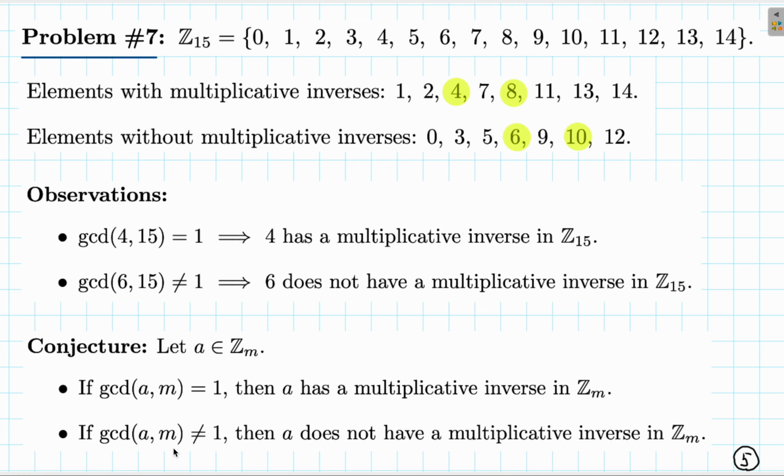Now, this is a powerful conjecture because, as I said, it's much easier to determine whether, say 8 and 15 are relatively prime than try to figure out a multiplicative inverse for each of these elements in Z15. So we can determine whether an element has a multiplicative inverse in Zm in a much less computational way. Now, the proof of this conjecture is in the chapter 4 reading, so I will leave it up to you to read the proof carefully on your own.